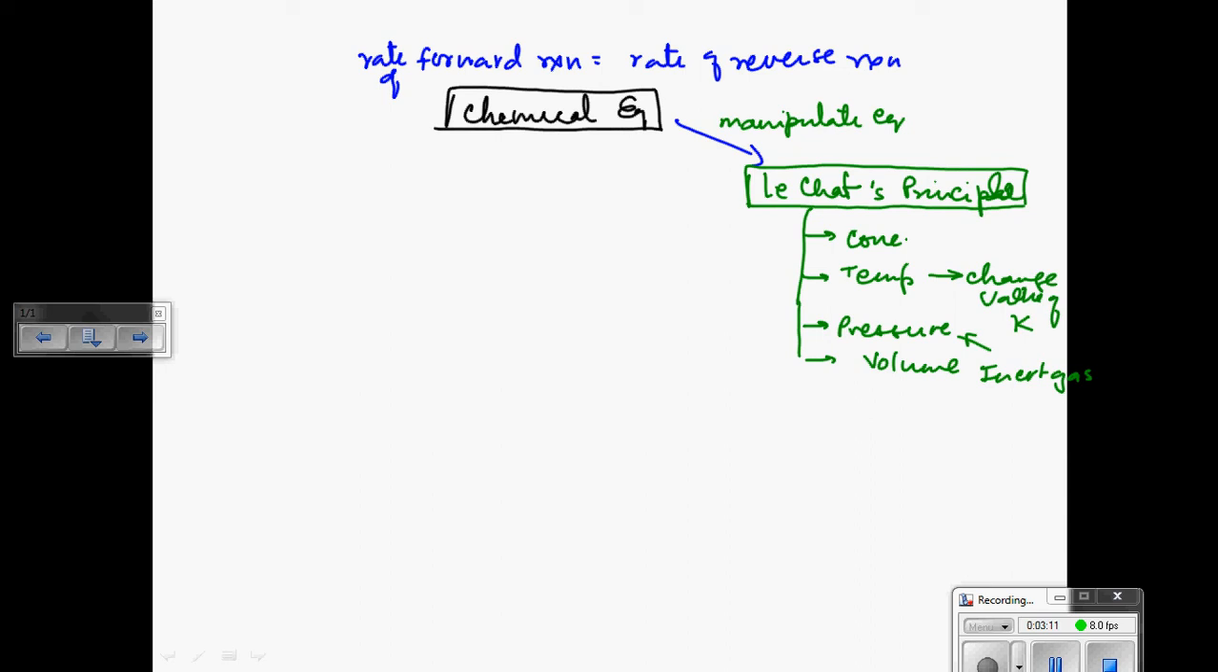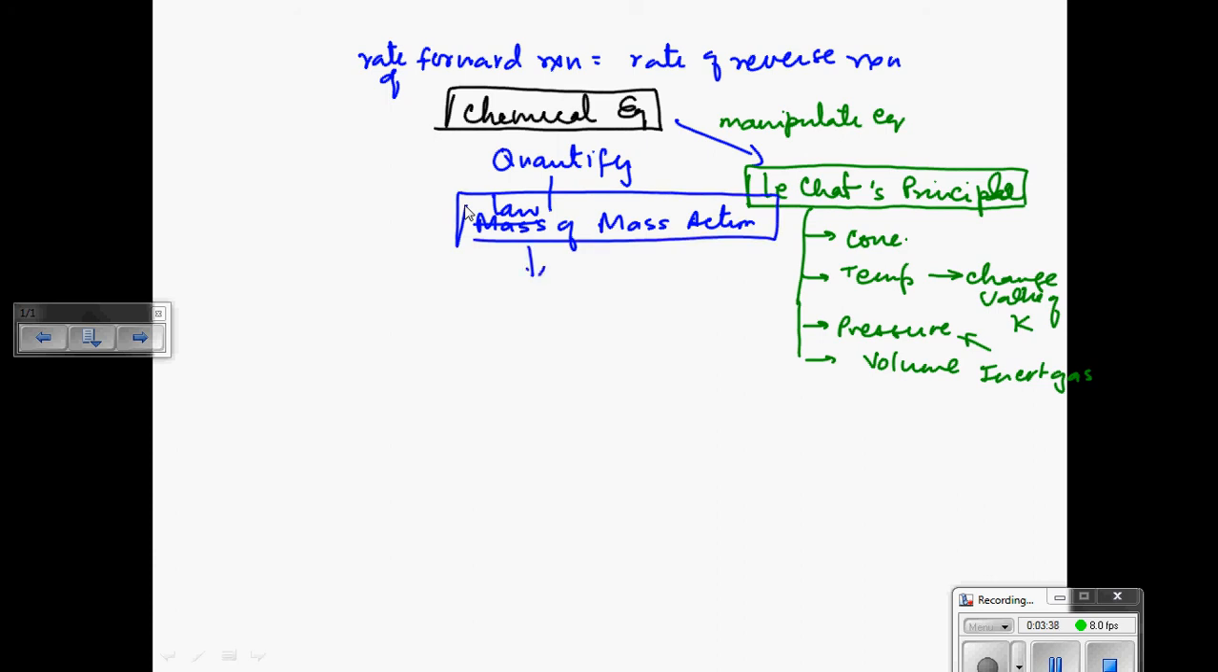Now coming back to the other side of chemical equilibrium, so these are reversible reactions. How do we quantify chemical equilibrium? We can quantify chemical equilibrium by using something called the law of mass action. And the law of mass action says that the equilibrium constant, or K eq, this is uppercase K, is equal to molarity of products to the moles over molarity of reactants to the moles. This is the law of mass action.